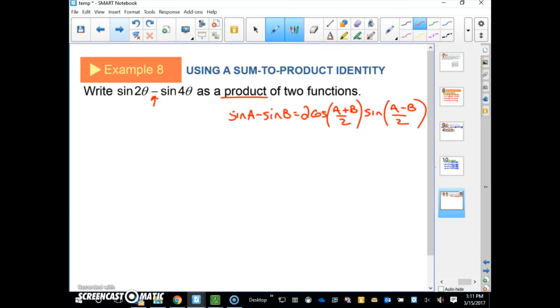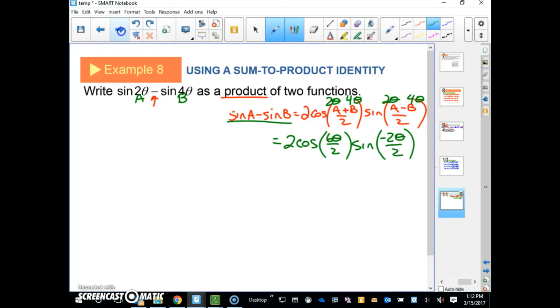It's all about pattern recognition. Can you find the right pattern or identity? And so when you're looking at this, again, I don't think you needed to write that down. You can do a lot of this in your head, but notice that A is 2 theta and B is 4 theta if we're looking at this pattern. On one hand, we're going to add those two things together and get 6 theta over 2. And over here, on the other hand, we're going to subtract those things. 2 theta minus 4 theta is negative 2 theta over 2.